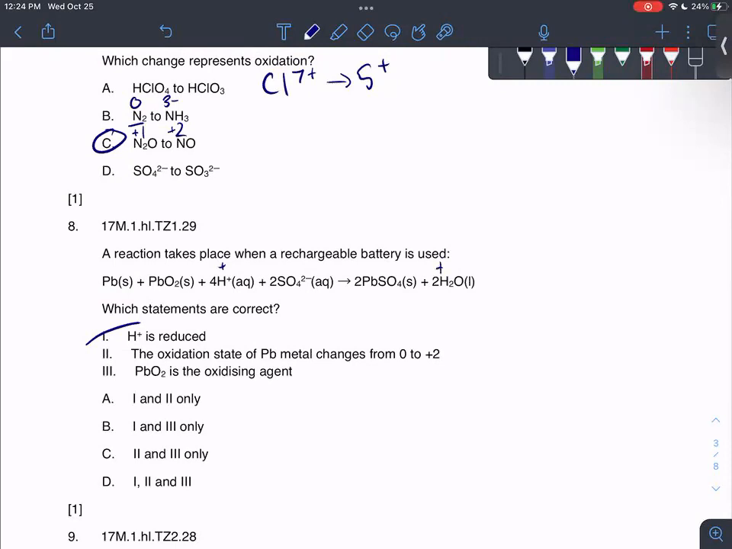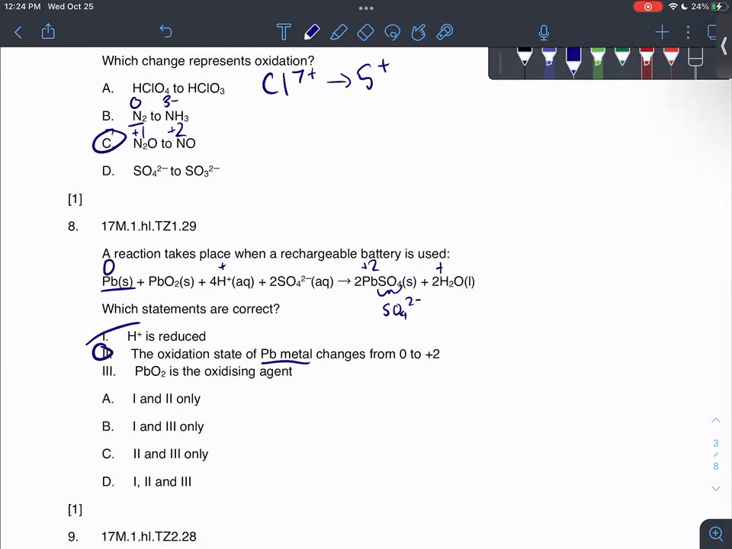No reduction. The oxidation state of Pb metal changes from 0 to +2. It is 0, and when we come here, oh, look at that, it's +2. And we know that because the sulfate ion, SO4, has a 2- charge. So regardless of what's happening with the sulfur, whether or not it is oxidized or reduced, the lead is going from 0 to +2. That is correct.